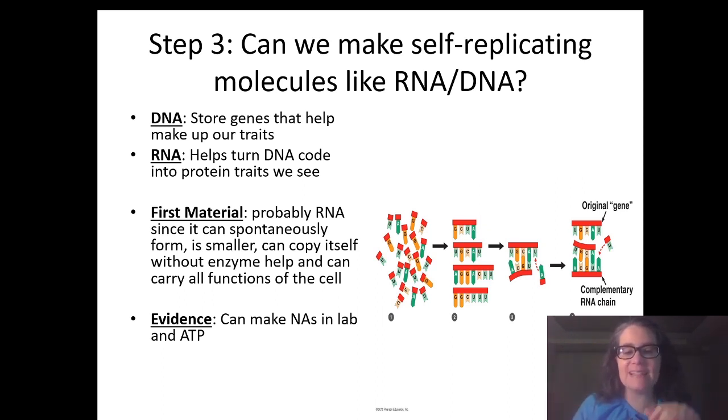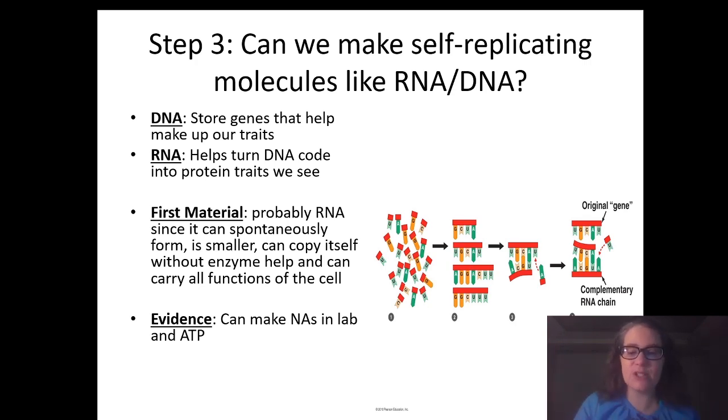Because RNA has this simplicity, and because of the kinds of nucleic acids that Urey-Miller and those later experiments were looking at, researchers hypothesized that probably RNA was the first kind of nucleic acid to form.